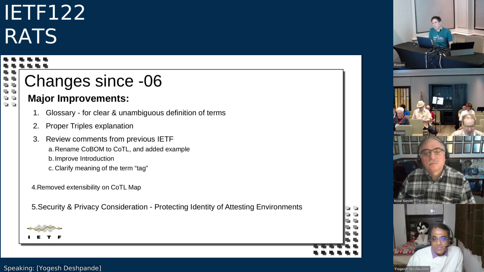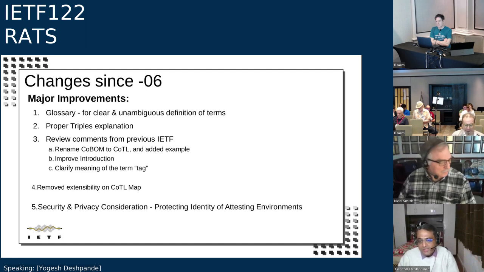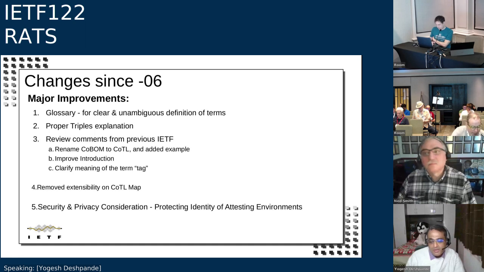We tidied the introduction to make clear the purpose of the document, and in addition, we have removed extensibility of the COTL map, because the COTL map is a list of tags, and if you want to introduce something else into the list, you can assign an ID to your entity, like CoSWID is already there. But if you want to add, like, a software bill of material, you can assign an identity which is similar to a tag ID. You can map it as a tag ID and extend the tag ID. Tag ID is extensible, but the map itself is not extensible. And in addition to that, we have enhanced the security and privacy considerations section, thanks to Henk. He has enhanced it to introduce how you protect the identity if the identity of the attesting environment is represented in evidence claims. So these are some of the major improvements.